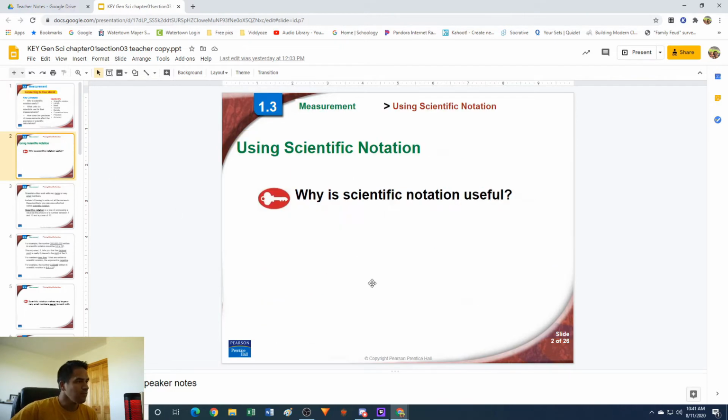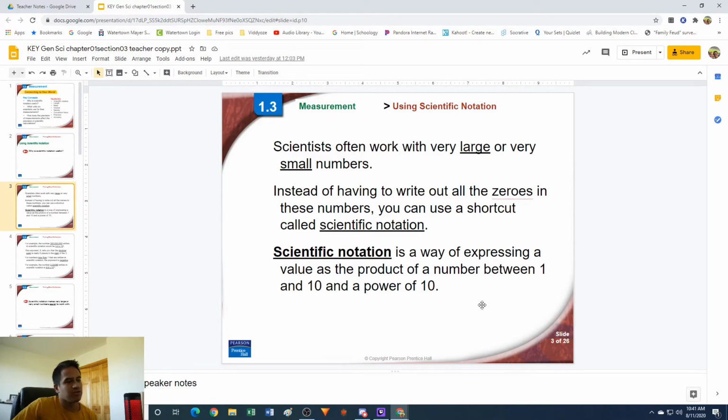All right. So, why is scientific notation useful, and what is scientific notation is what we're going to start off with. We need to remember that in science we deal with a lot of numbers, and sometimes those numbers can be very large, sometimes they're very small. So instead of having to write out lots and lots of zeros, we often use a shortcut or an abbreviation type way to write the number, and we call this scientific notation.